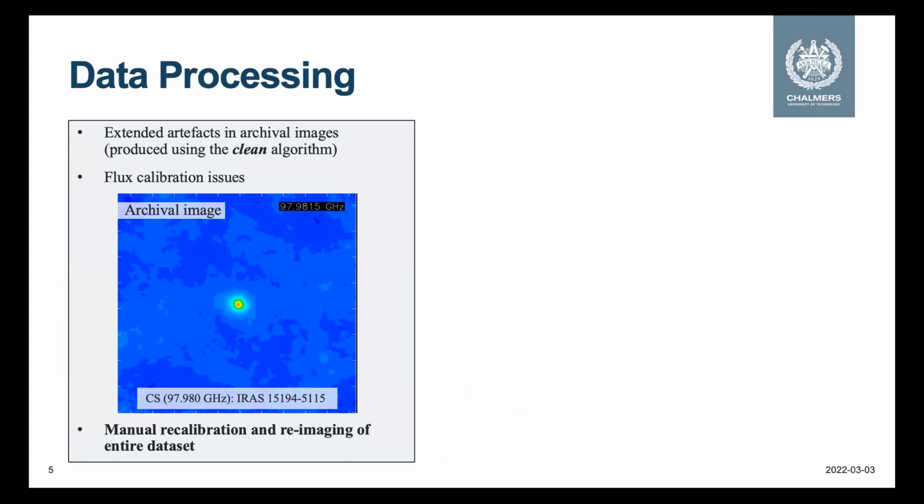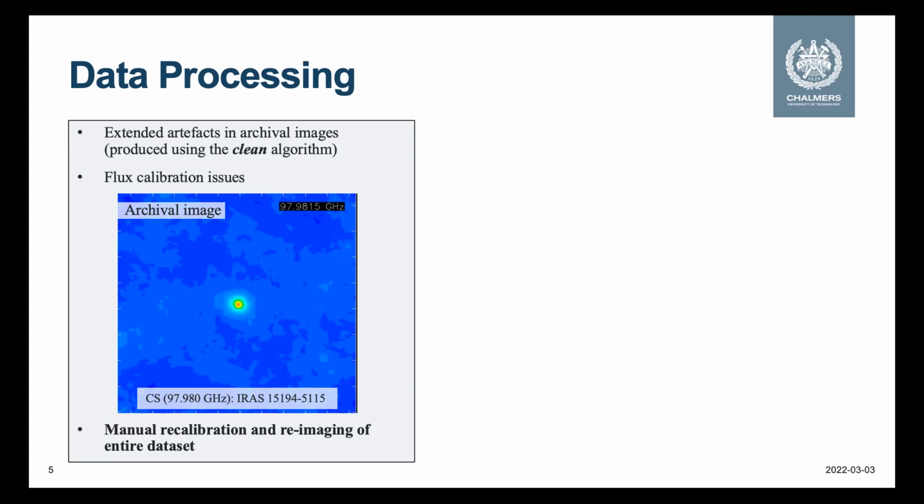So what you see here is a channel from the archival image, and this was developed using the CLEAN algorithm, and you can see a whole lot of these extended artifacts here, which we do not believe is real emission, because our sources are just spherical, and they are not expected to have any kind of these structures.